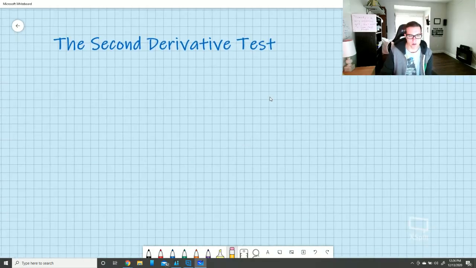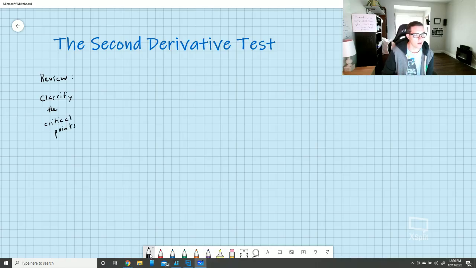We've seen the first derivative test. So let me remind you, quick review. I could ask you to classify the critical points of a function like this. F of x equals, I'm choosing a very, very easy basic one just to get my point across. Okay, so find the critical points and classify them.